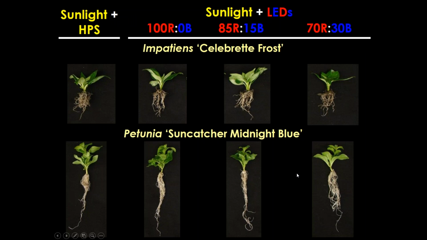This is obviously a question that we get quite a bit from growers: the LEDs are becoming quite popular. Are there any additional benefits of utilizing LEDs during cutting or rooting of cuttings? Here's an example with 2 species. Here we're looking at sunlight and a high pressure sodium lamp, and then here we have sunlight and LEDs, with increasing amounts of blue light from 0 all the way up to 30% blue.